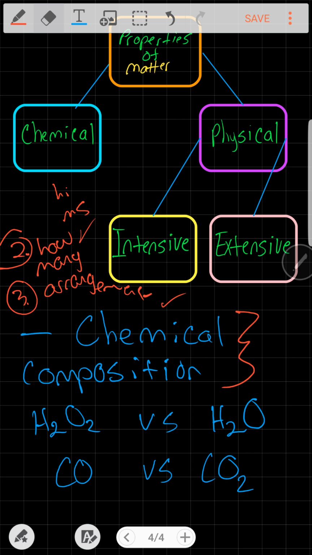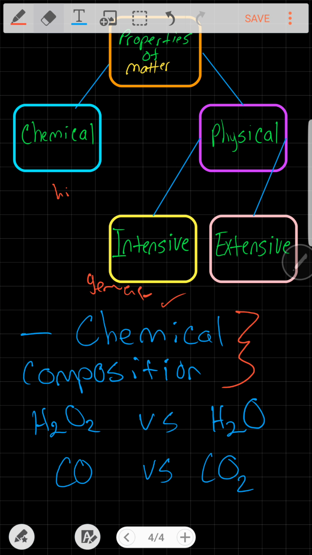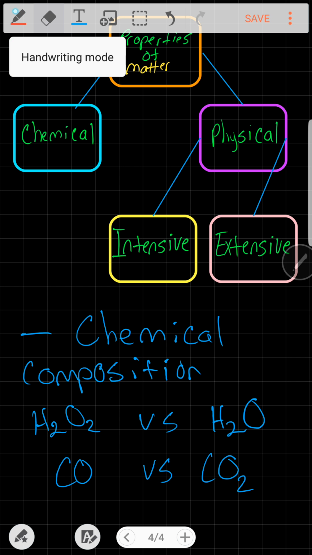That's called an isomer. So for instance, the most common one I guess would be carbon, right? You have graphite, and then you have diamonds, and then you have the graphite that you put on things to make them super slick, like when you're trying to get a key into something. Those are all forms of carbon.